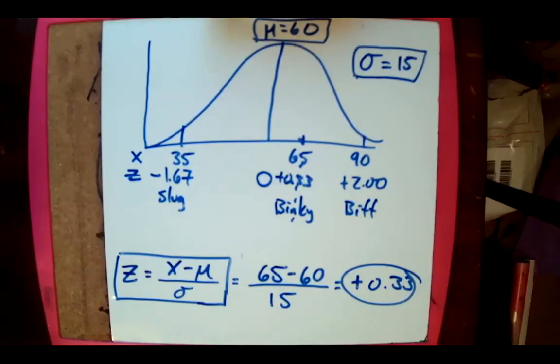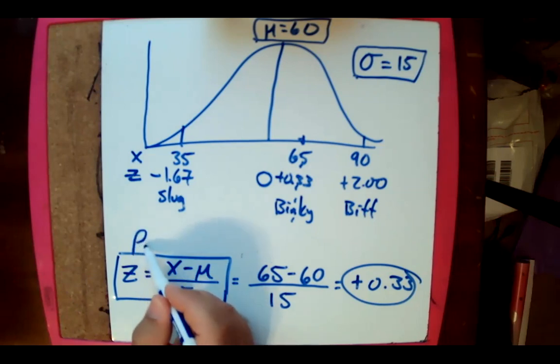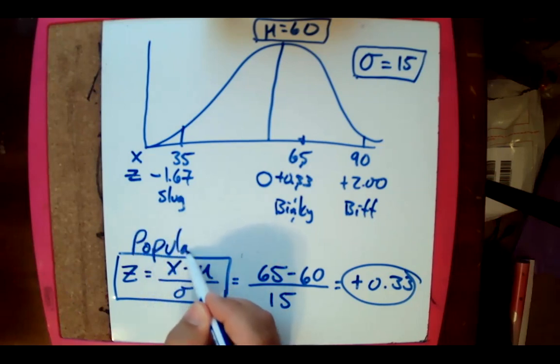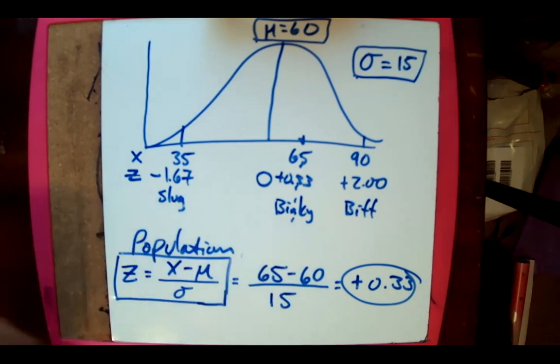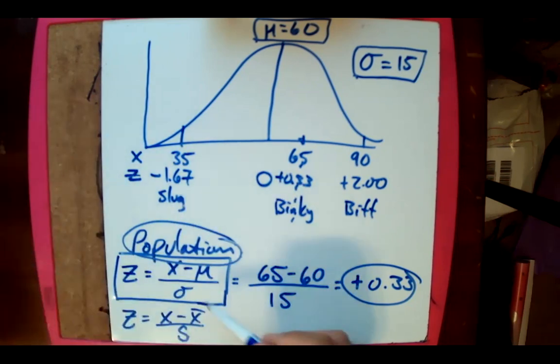All right, so you might see that if you have population data, this is what the formula looks like. You might also see it written out like this. Whoops, that's kind of a sloppy S. Let me try that again. There we go. So you might see it like this if you have the distance between an X value and an X bar, which is also an average.